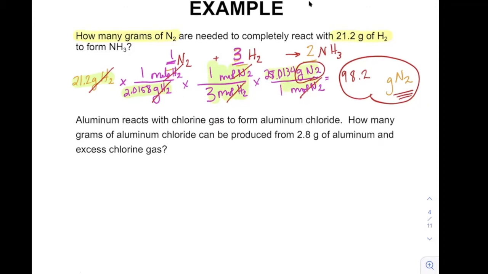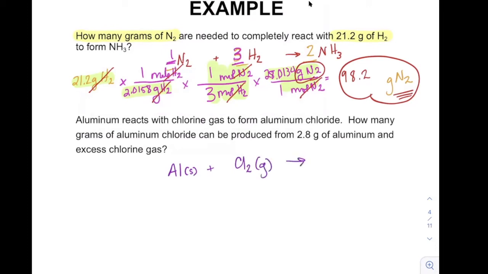If I do the second example for you, aluminum reacts with chlorine gas to form aluminum chloride. How many grams of aluminum chloride can be produced from 2.8 grams of aluminum and excess chlorine gas? So if we're going to write our balanced chemical equation, this says aluminum, so that's going to be aluminum solid, plus chlorine gas, and chlorine is a diatomic, so it's Cl2, goes to aluminum chloride.